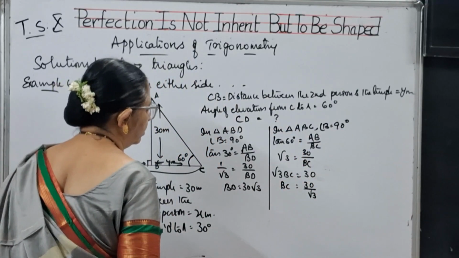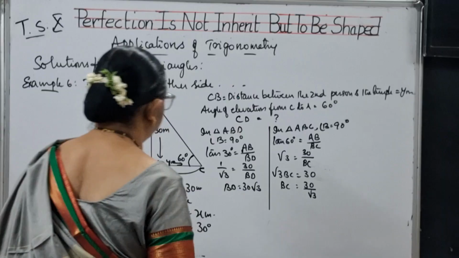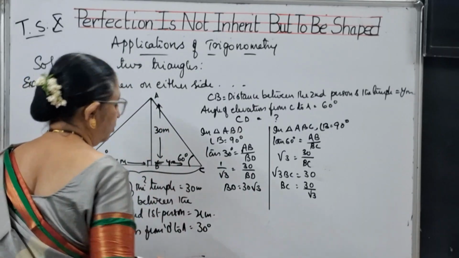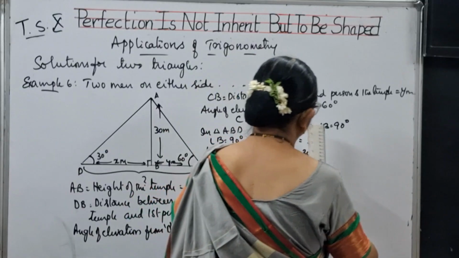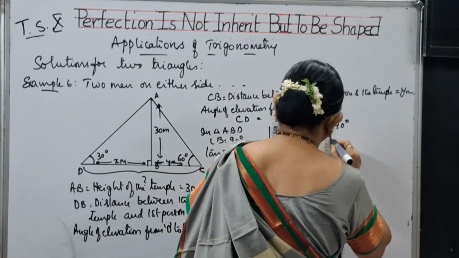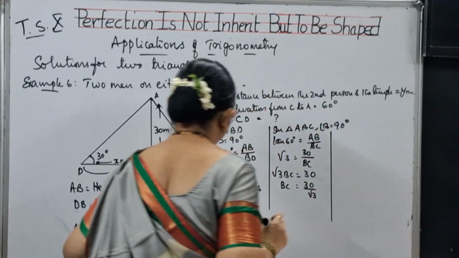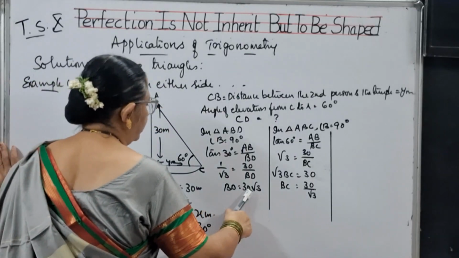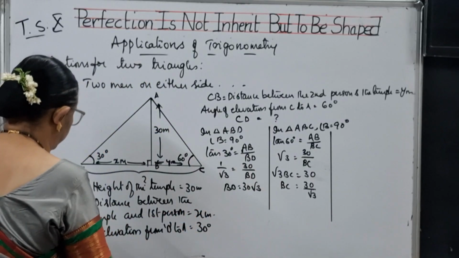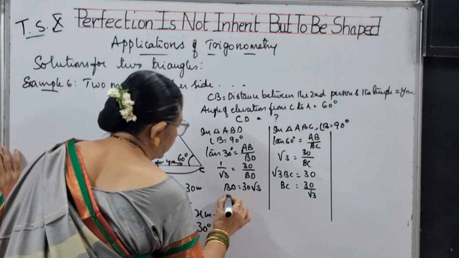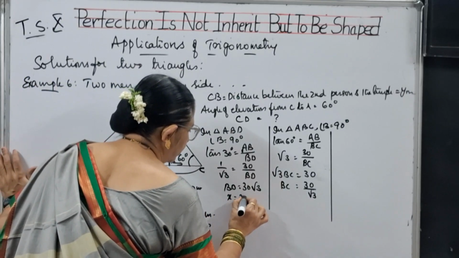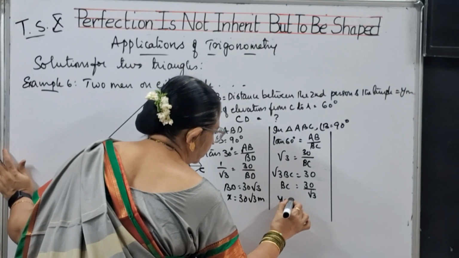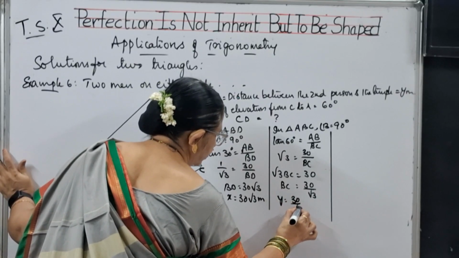Now what do we want, children? We want CD. What is CD? Here BD, we have taken as x. x is equal to 30 root 3 meters, and y is equal to 30 by root 3 meters, we have got.